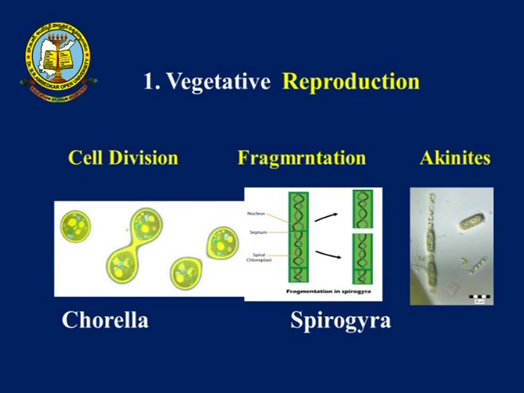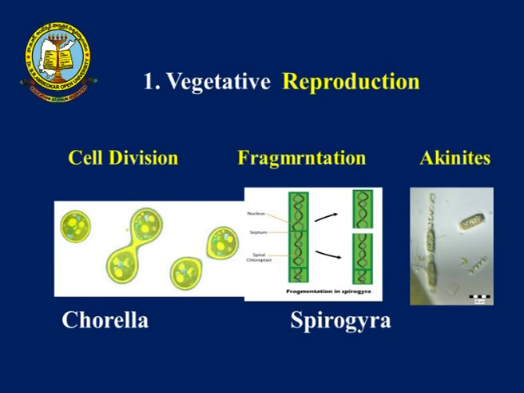Another one is the fragmentation method. It mostly appears in multicellular organisms. In a multicellular organism, this is a filament, and due to any reason, by aquatic animals or water tides, if it breaks into pieces, each and every piece can grow as a new individual thallus. So, this is the fragmentation method. And another one is akinetes. These both are formed in favorable conditions.